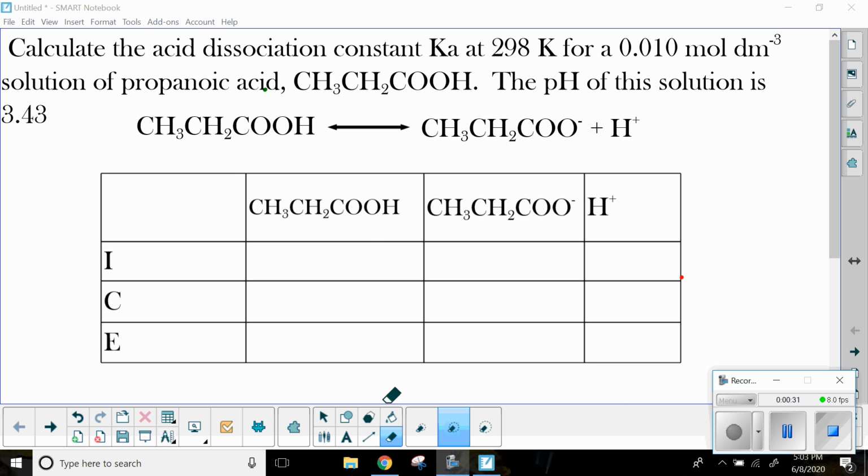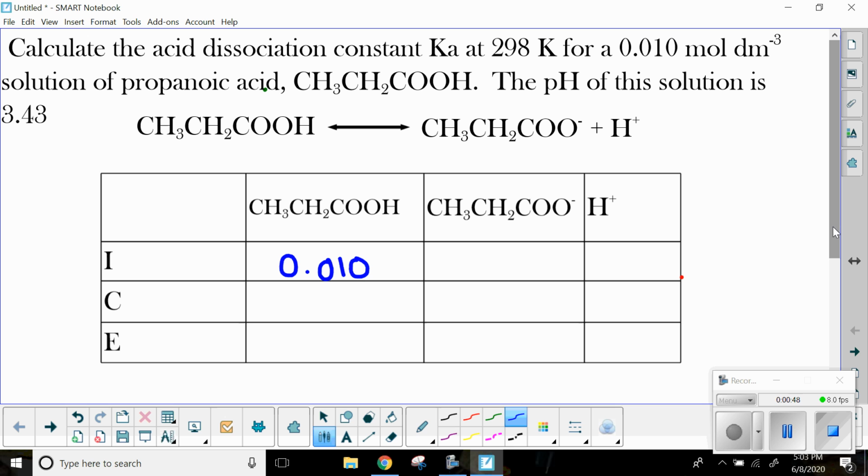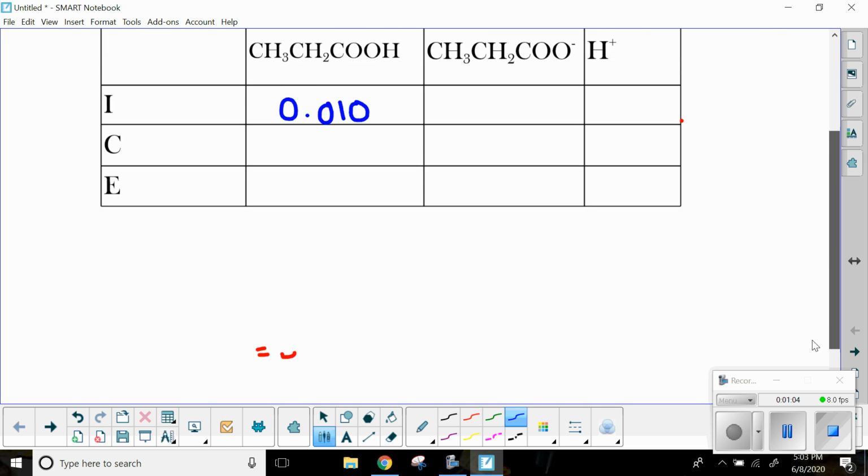So what I'm going to do here, however, is I'm going to still use my ICE table, and I'm going to fill in what I know. I know that my initial concentration of propanoic acid is 0.010, and then all the other information I have is a pH. And when this reaction comes to completion, which is very quickly, the pH of the solution is going to be 3.43, so that's going to give me the equilibrium concentration of hydrogens. So I can find what those are.